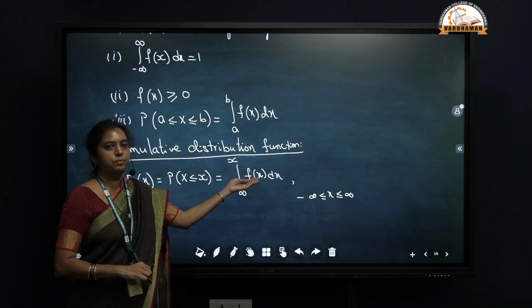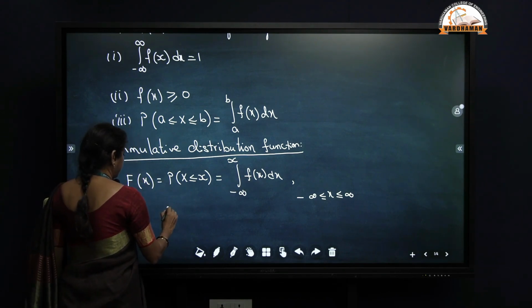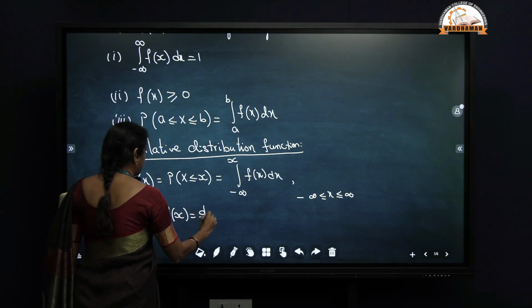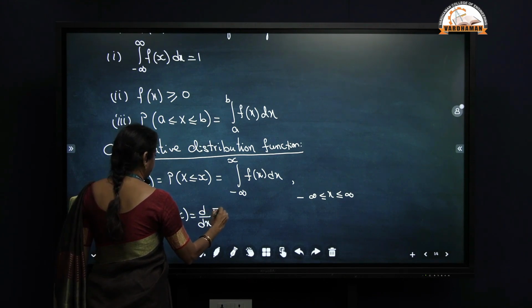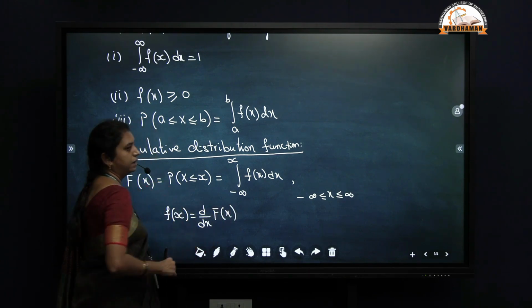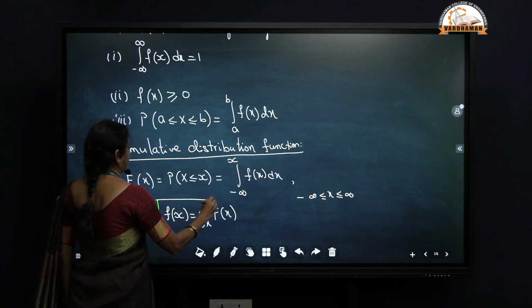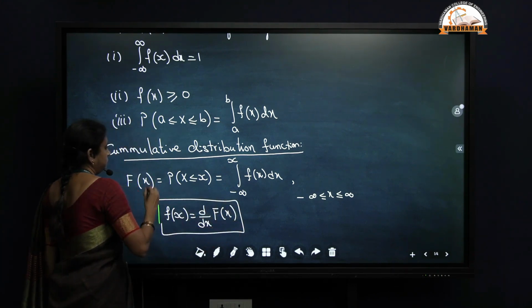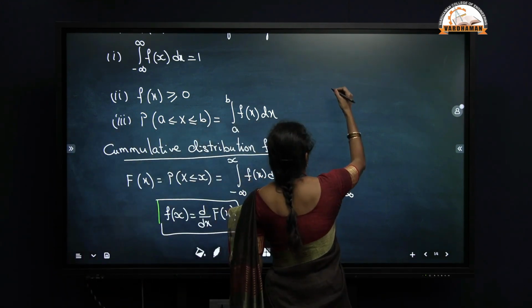Right. Now, cumulative distribution function is given by integral. If I have to find out the probability density function f of x from here, then we have f of x equal to d by dx of the cumulative function, we have to differentiate it. So, f of x will be equal to d by dx of capital F of x. Right. And we will see what is mean and variance here.